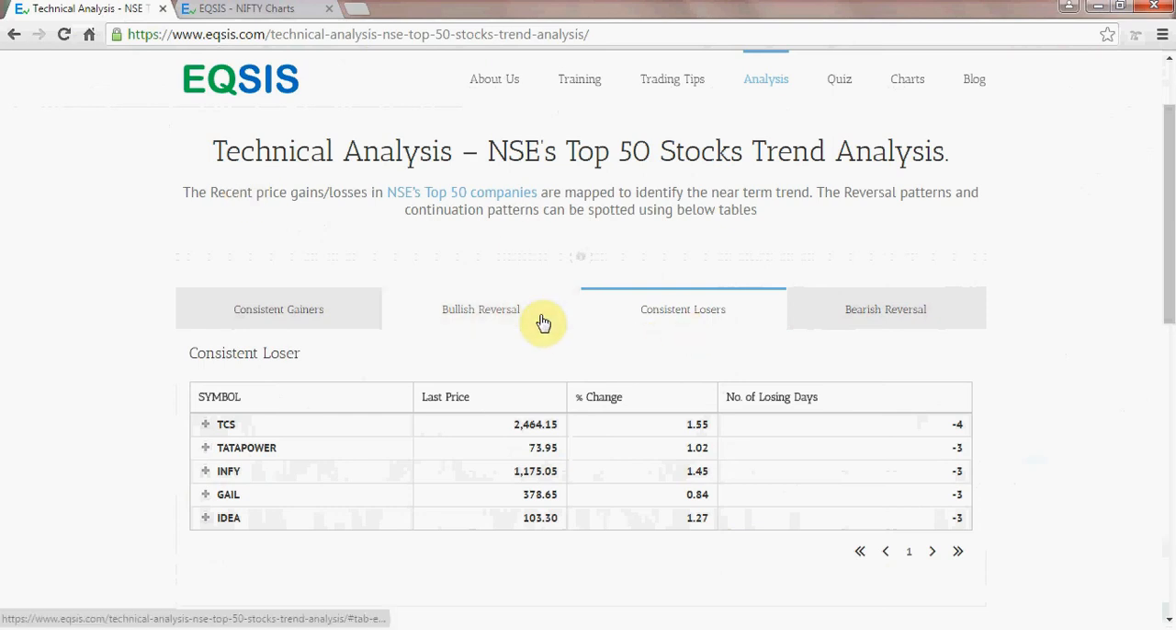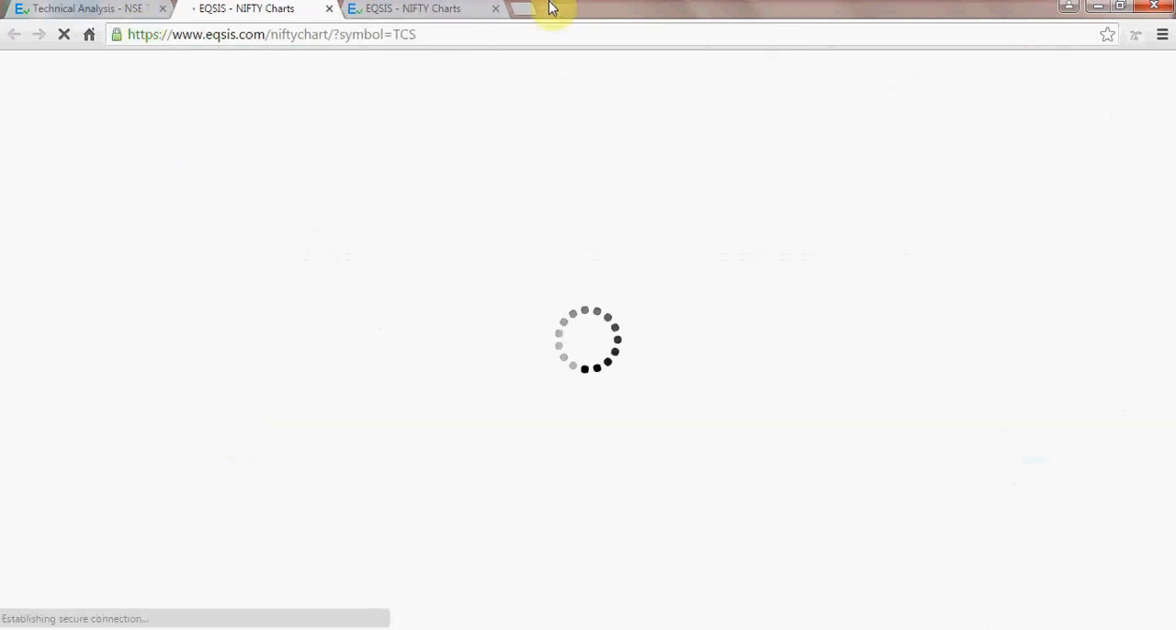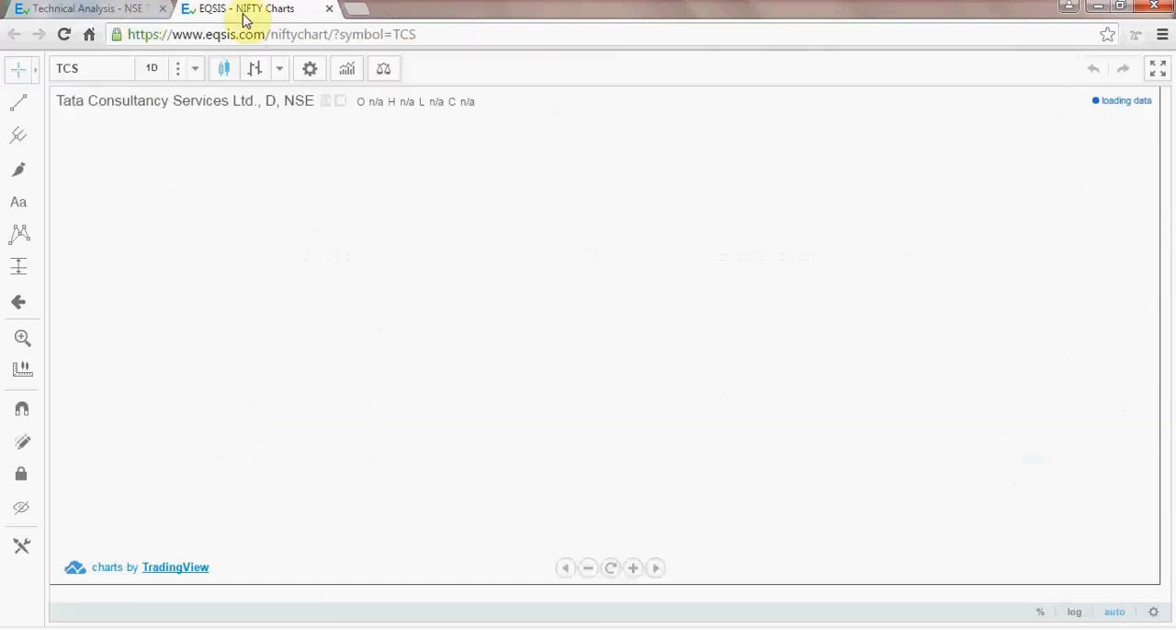Using these short tables, we can come out. Okay, which stock do we have to focus on? Now look at this, there's TCS. I have to focus on it now.